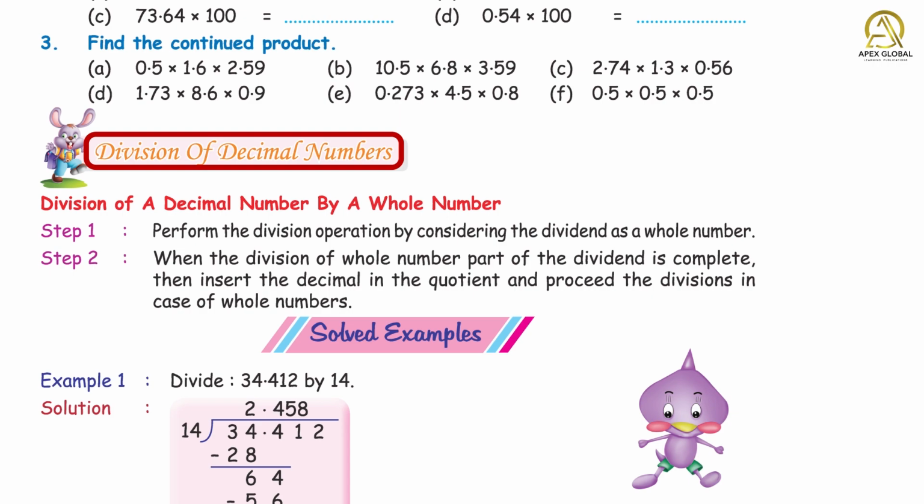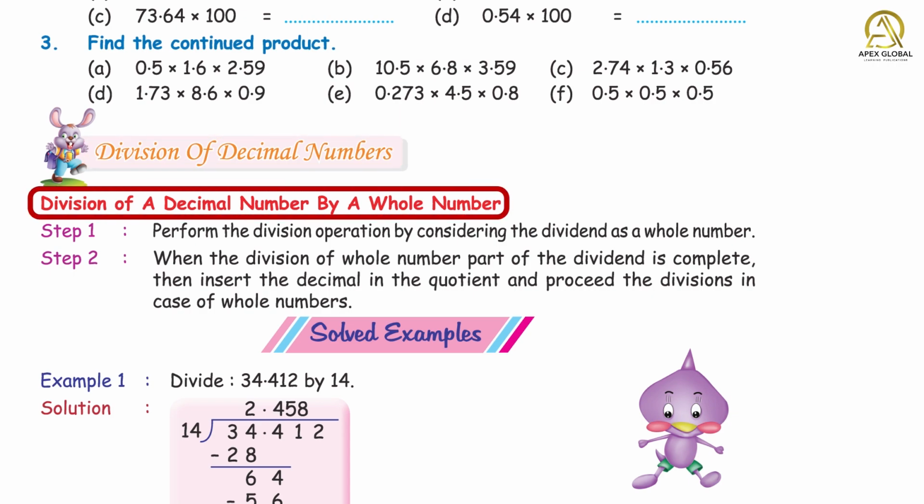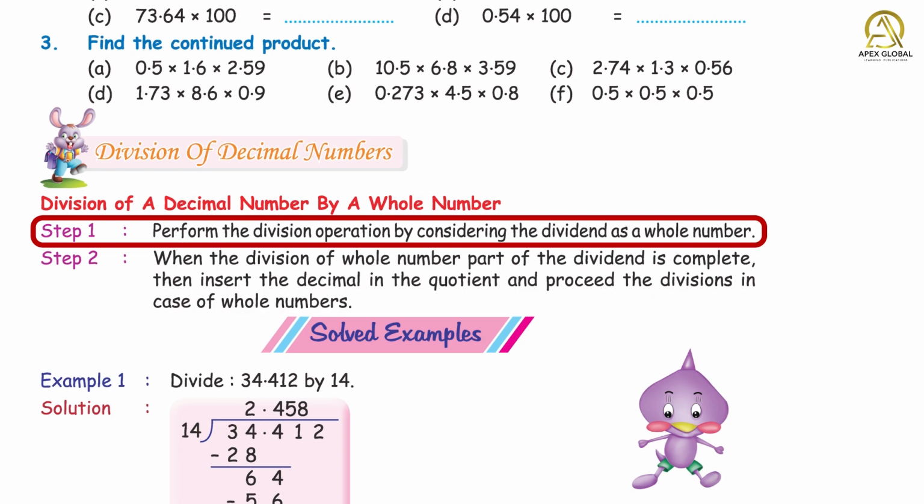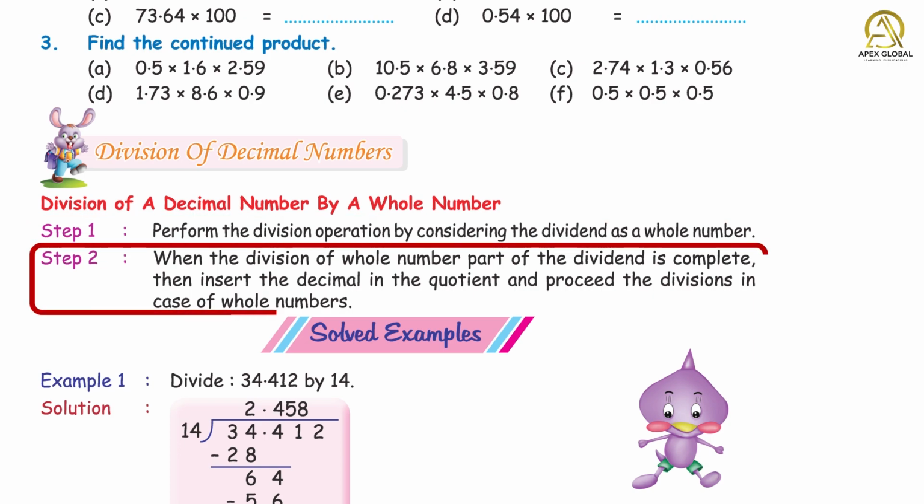Division of decimal numbers. Division of a decimal number by a whole number. Step 1. Perform the division operation by considering the dividend as a whole number. Step 2. When the division of the whole number part of the dividend is complete, then insert the decimal point in the quotient and proceed with the division as in the case of whole numbers.